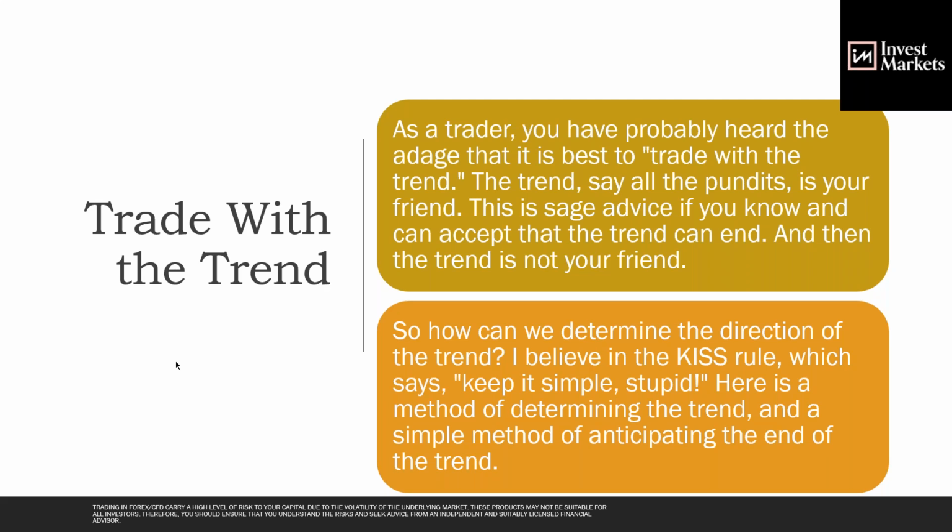Now, as a trader, you have probably heard the adage that it's best to trade with the trend. The trend, say all the pundits, is your friend. Now, this is sage advice. If you know and can accept that the trend can end, and then the trend may not be your friend. So the question is, how can you determine the direction of the trend?